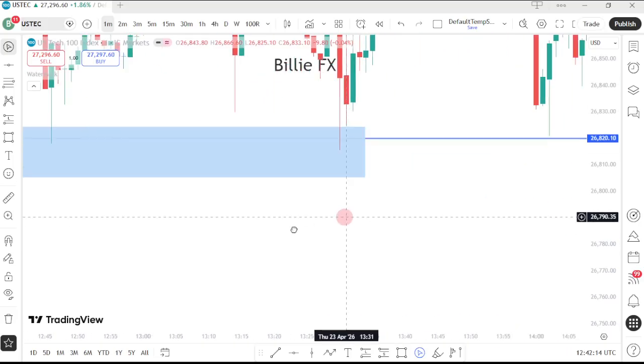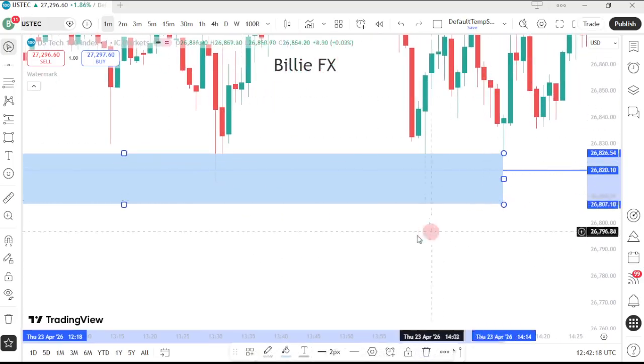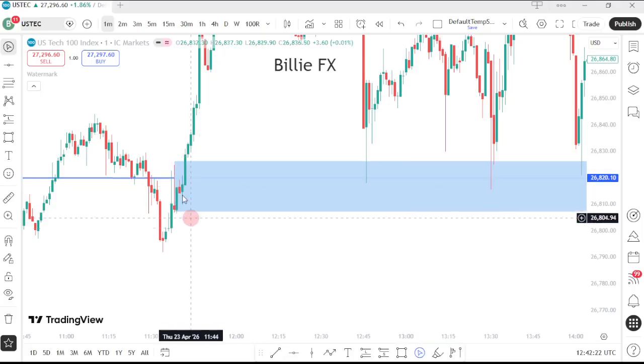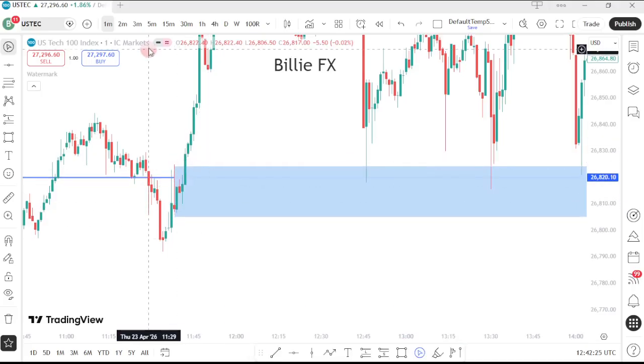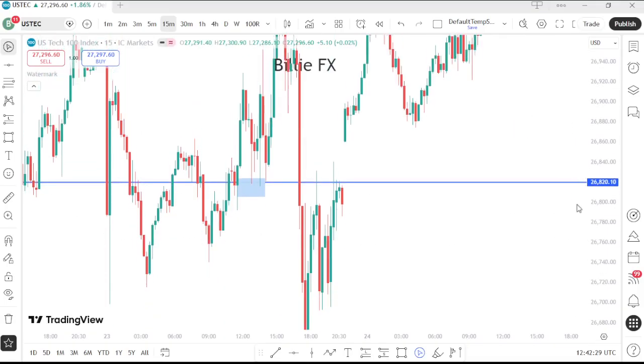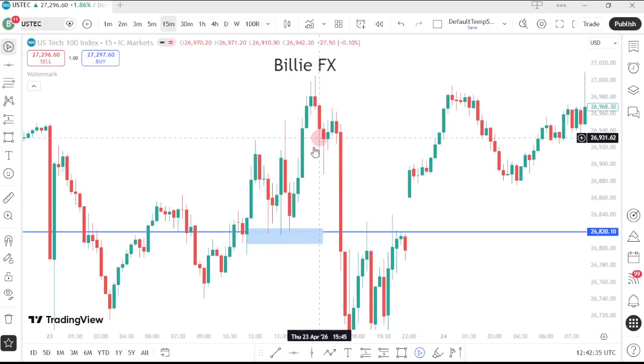Came back again. Okay, so it's something like this. Then let's look at it from the 15 minutes time frame, how that's played out. You can see how perfect this zone was. The market just mitigated exactly that zone before it moved up, right?